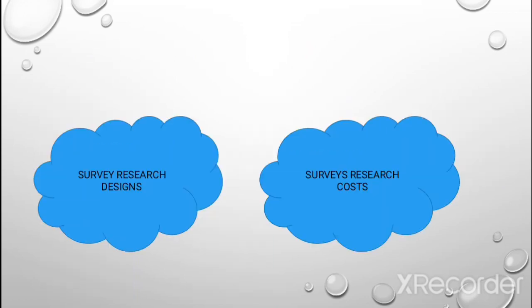Survey research designs. The most straightforward type of survey research is descriptive, and it is designed to ensure that the sample is reasonably representative of the population to which the researcher wishes to generalize and that the relevant characteristics have been accurately measured.